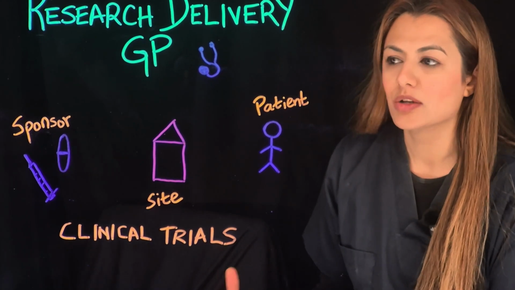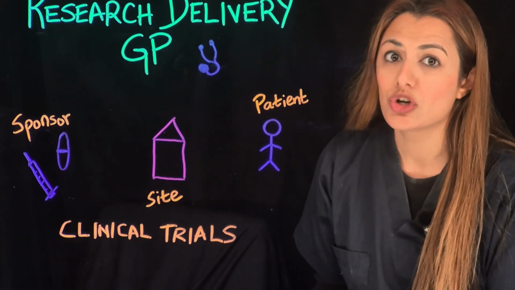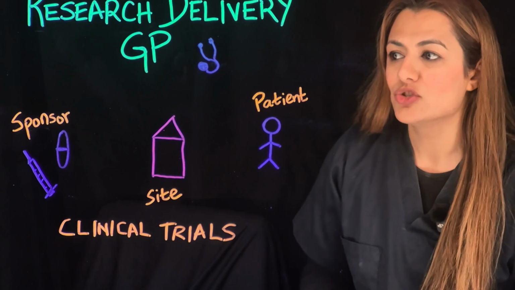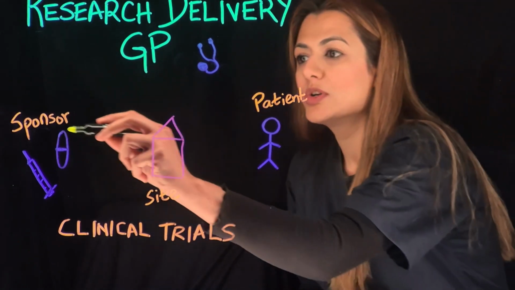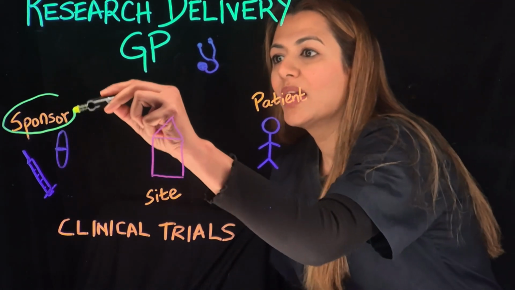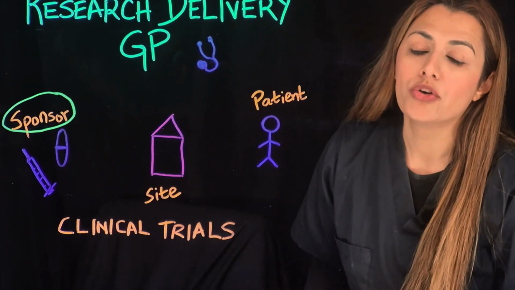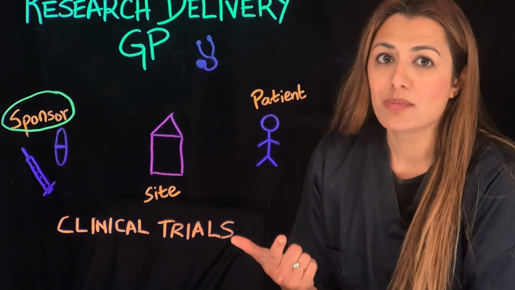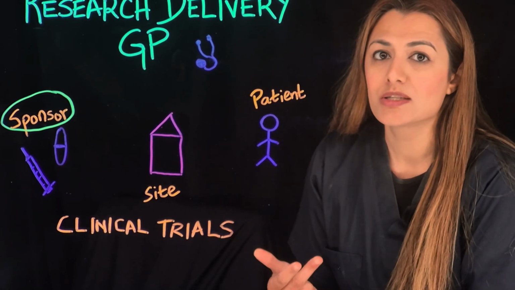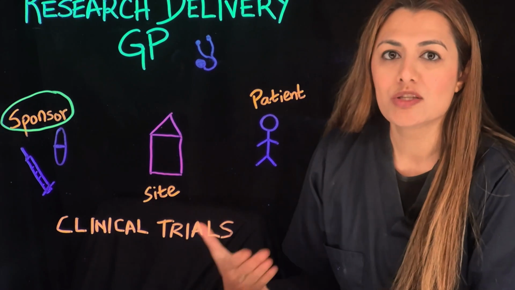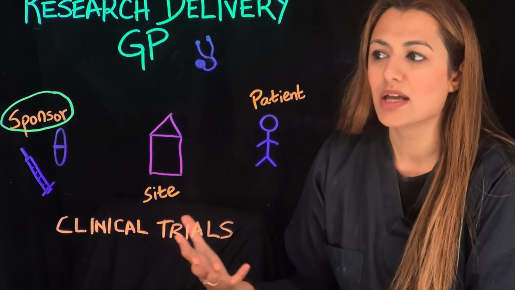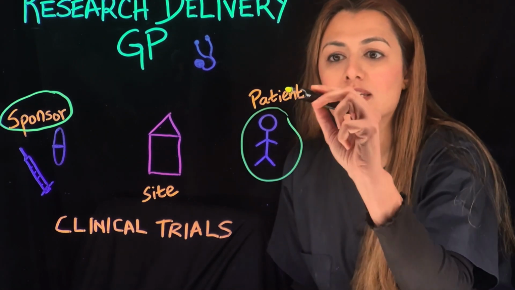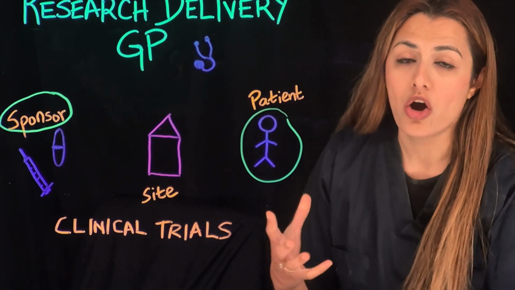So in clinical trials, these are the three elements which are generally involved. The drug or the intervention in question is brought to us by a sponsor, and a sponsor could be a pharmaceutical company, a drug development company, a university, or it could be a researcher who has created a product and they need patients to test that treatment on.